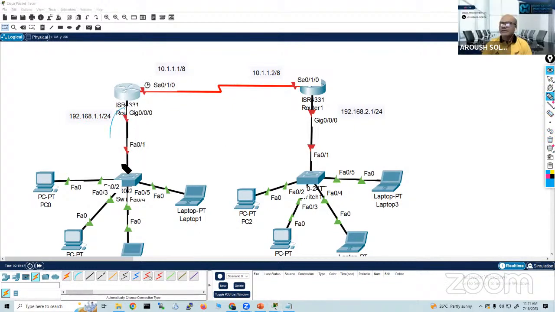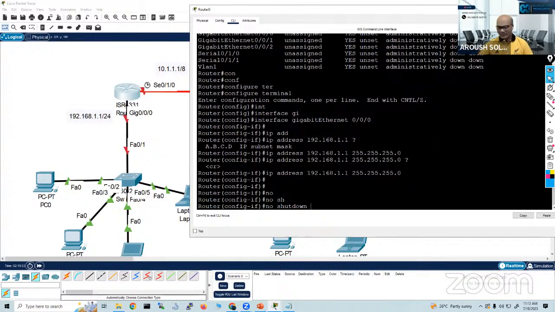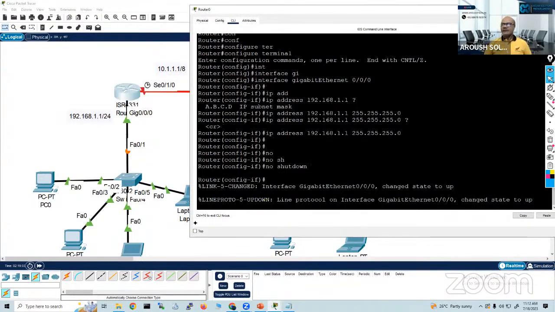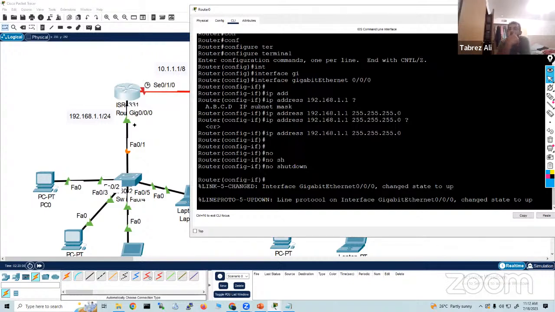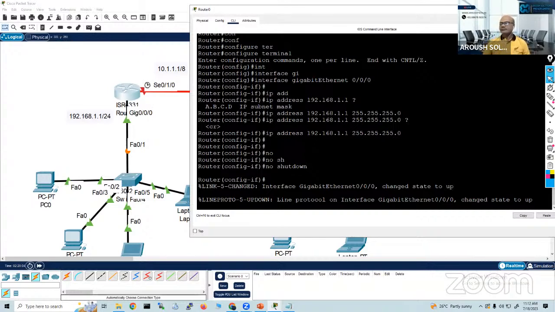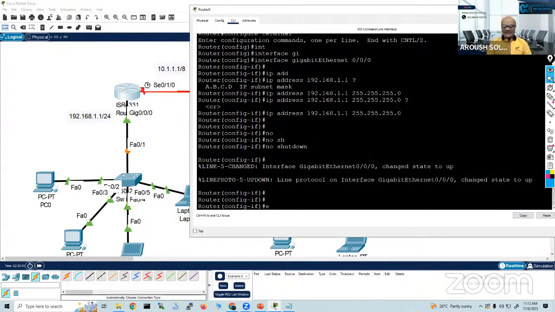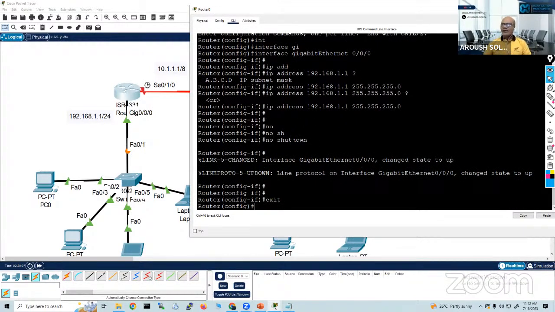This interface will become green now. Can you see now? It has become green, right? It's changing up now. Fine. So now exit, come back.